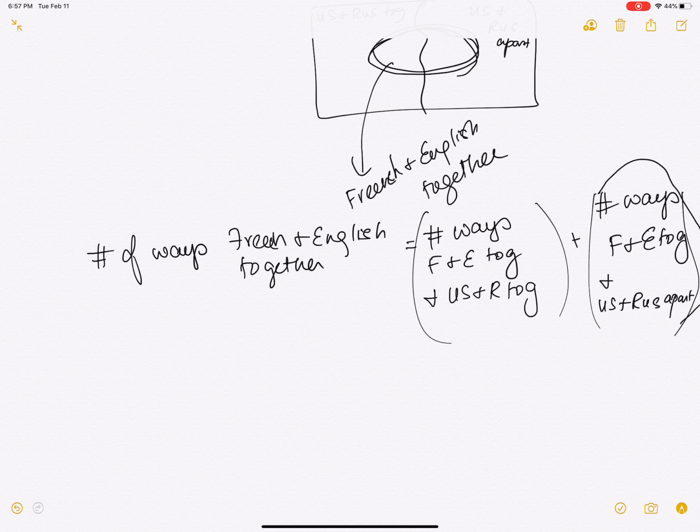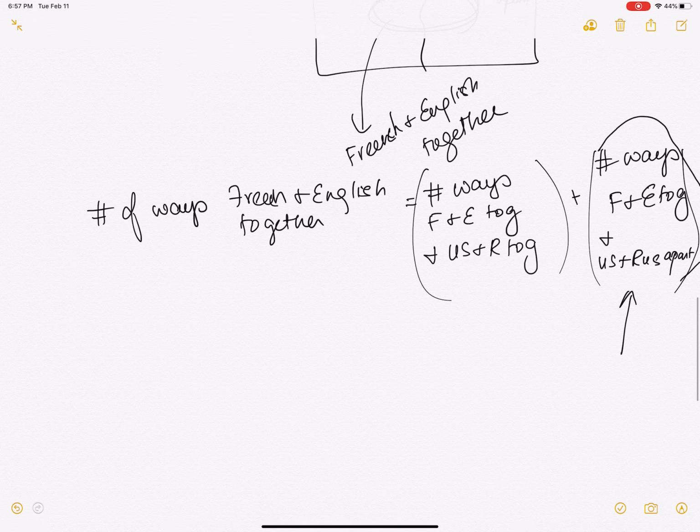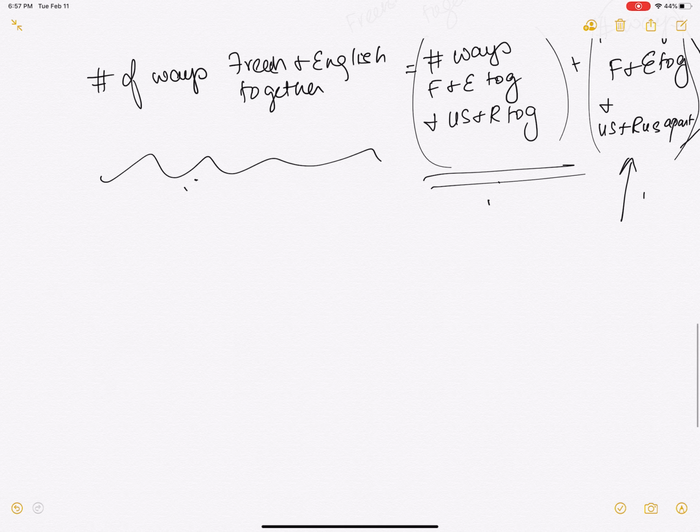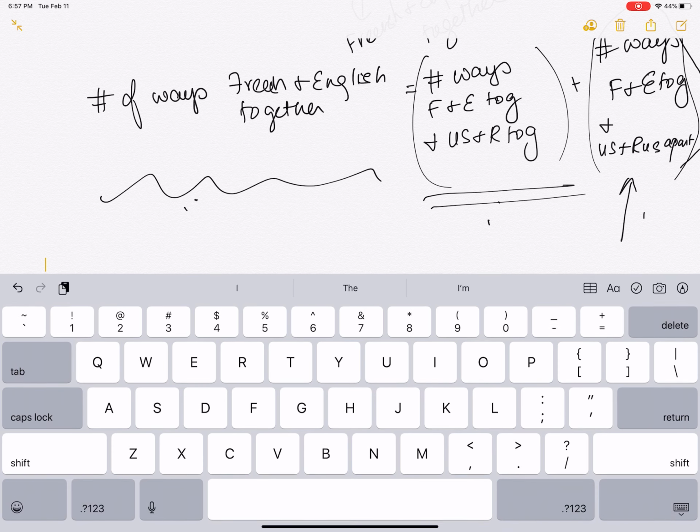And what we're interested in is that number. Well, this one's easier to calculate than that, and also this one's easier to calculate than that. So we'll calculate this, we'll calculate that, and take this number, subtract that from it to get what we desire. So how many ways can the French and the English be together?